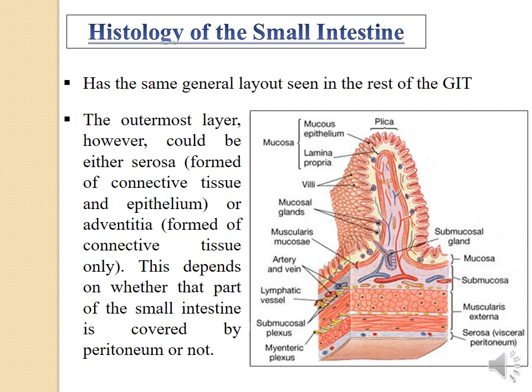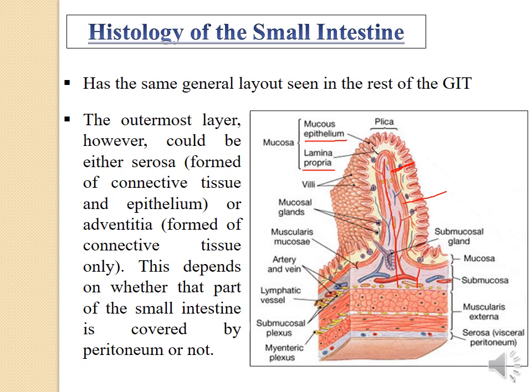Now we begin to talk about the histology of the small intestine. Again, the wall of the small intestine has the same general layout seen in the rest of the gastrointestinal tract. Namely, it is formed of mucosa, and the mucosa is formed of epithelium, lamina propria, and we have muscularis mucosae, this layer here, which separates the mucosa from the second layer, which is the submucosa. So this is the submucosa.